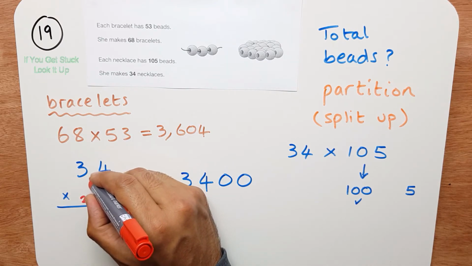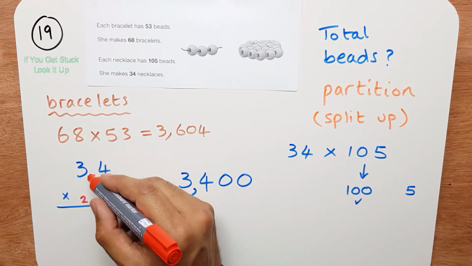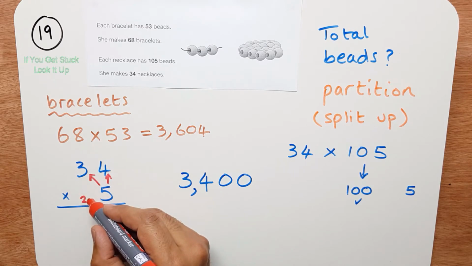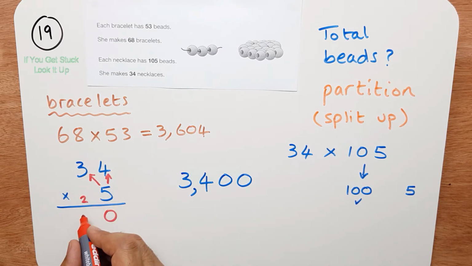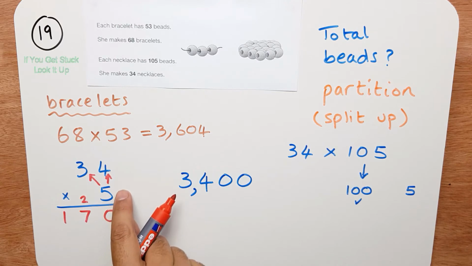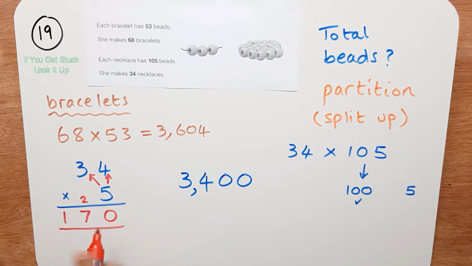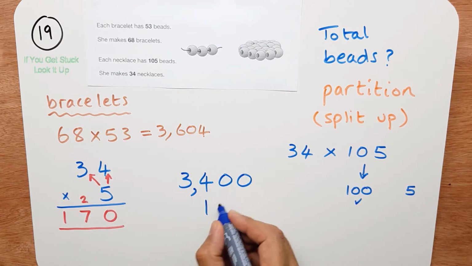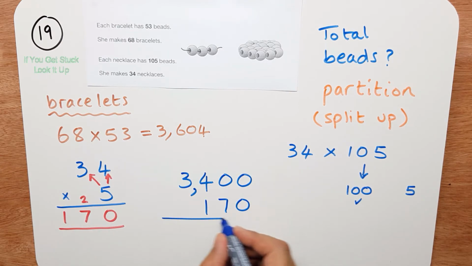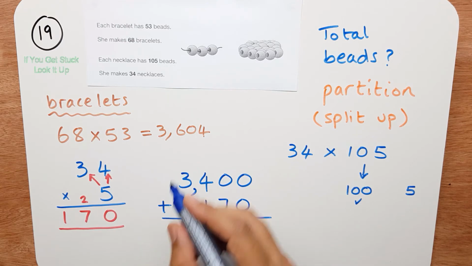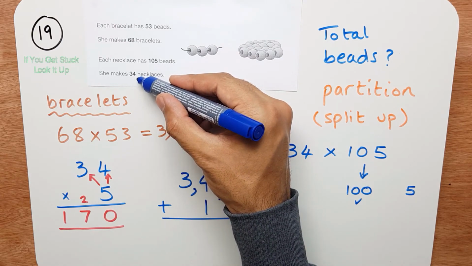Now it's 5 times 3. 5 times 3 is 15. Plus this 2 that I've carried over is 17. So I put the 7 down and I carry the 1 over to the next column. I can write that straight down because I've finished with the calculation there. So my answer is 170. So 34 times 5 is 170. So I need to add 170 to get the total number of beads in these 34 necklaces.